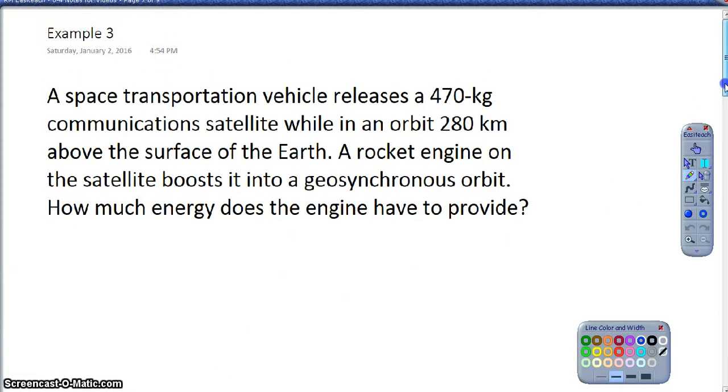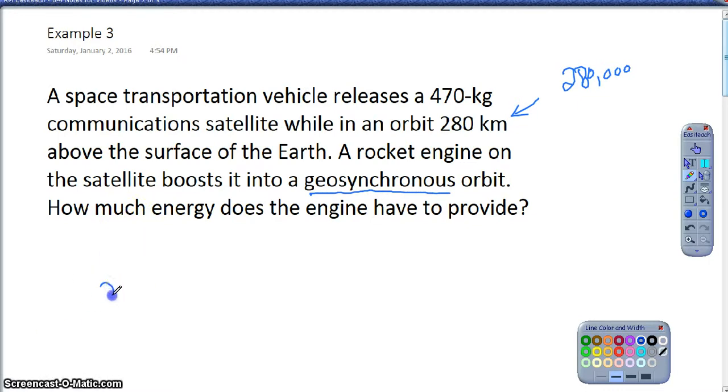Okay, so example 3 will probably be the last example I get to in this part of the notes, and then I'll wrap up example 4 in the last part. A Space Transportation Vehicle releases a 470 kilogram communication satellite while in orbit 280 kilometers, and do notice that's kilometers, so it's 280,000 meters, above the surface of the Earth. A rocket engine on the satellite boosted it into geosynchronous orbit, which we'll think about here in just a second. How much energy does the engine have to provide?